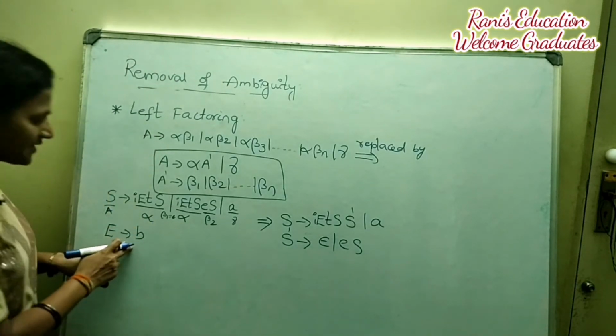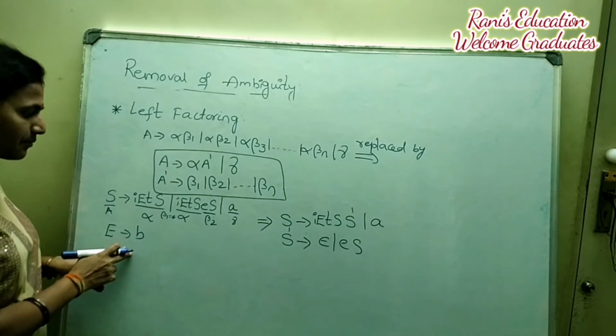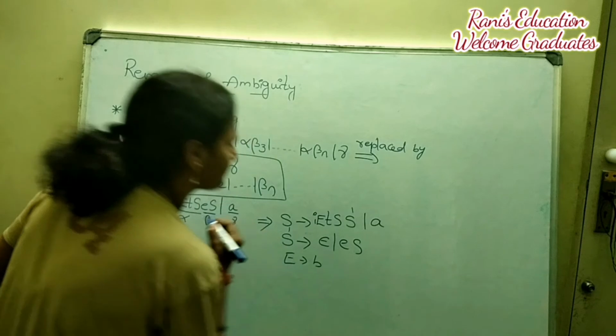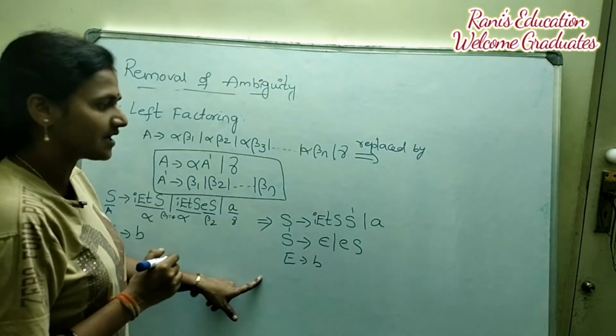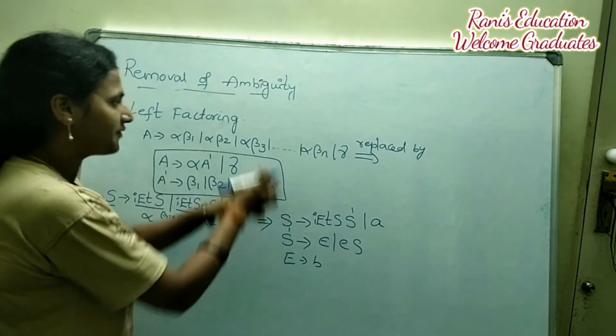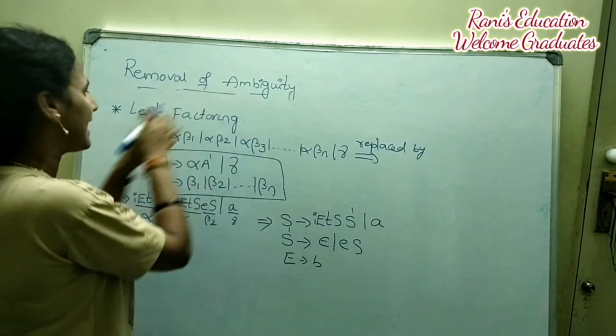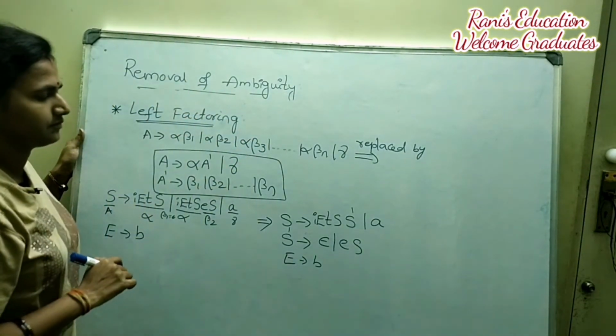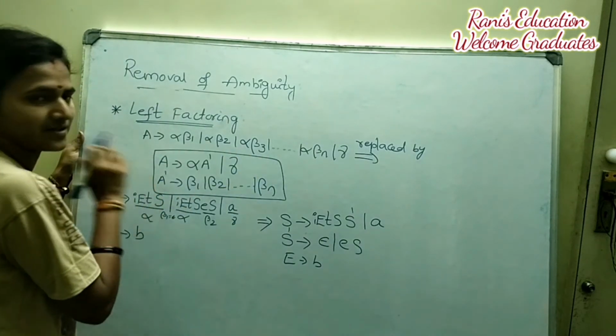For this second production we don't have any ambiguity, so directly I am going to write it as it is. This is the resultant unambiguous grammar after removing the ambiguity by the left factoring method. We just need to remember this.